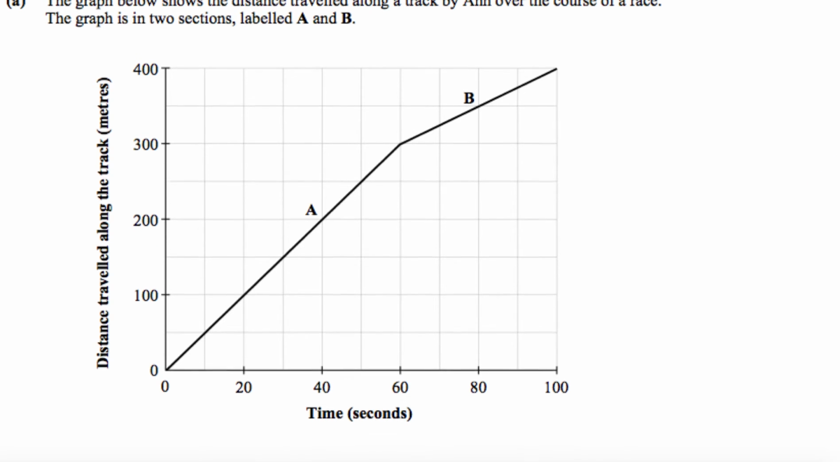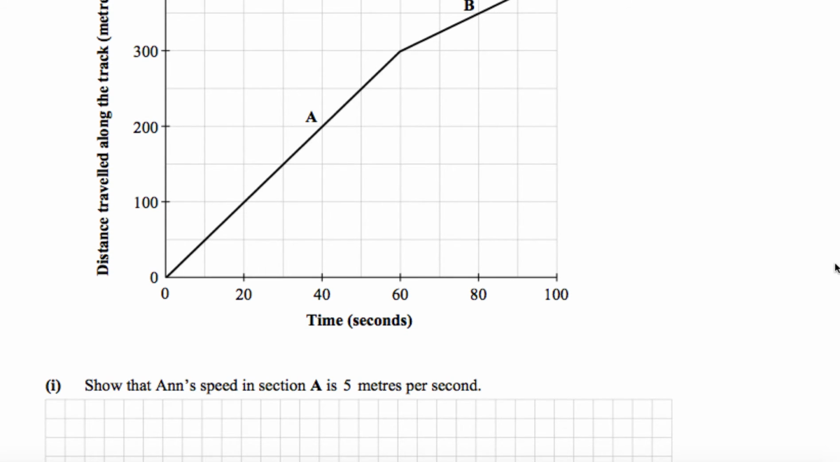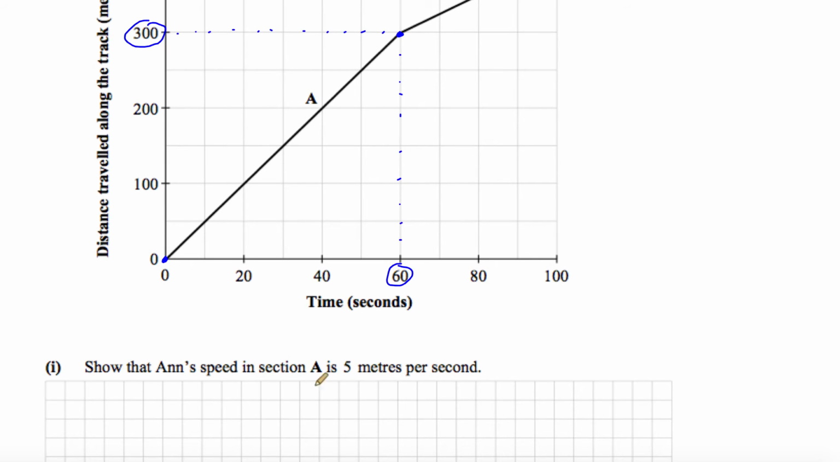So, part one says, show that Anne's speed in section A is 5 metres per second. So let's have a look at section A. Section A starts here and finishes here. So we can see that for that section, Anne has taken 60 seconds, and in that time she's covered a distance of 300 metres. So with that information, we've to show that her speed is 5 metres per second.